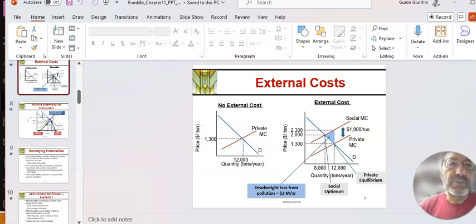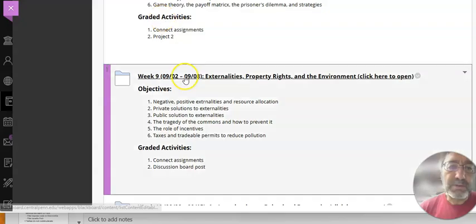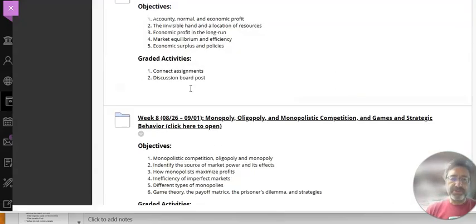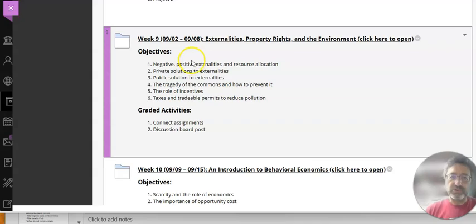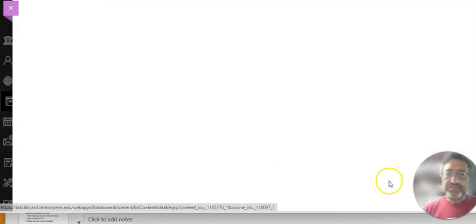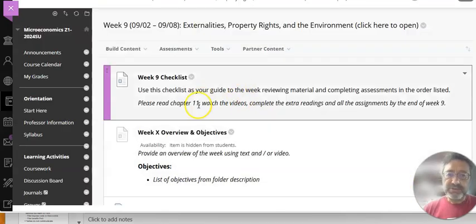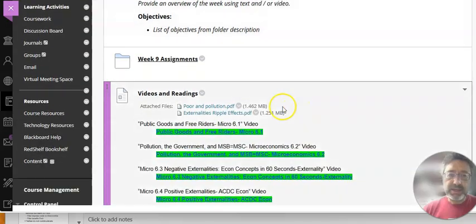So now let's go to Blackboard and look a little bit at this. When you go to Blackboard, you scroll down and go to week 9, and that's what we cover: negative and positive externalities and solutions to externalities. Sometimes the government can reduce pollution through taxes and things like that. And so you go here again, and then you see what you have to do. You read chapter 11, and then you have to complete all the assignments, and then you go here.